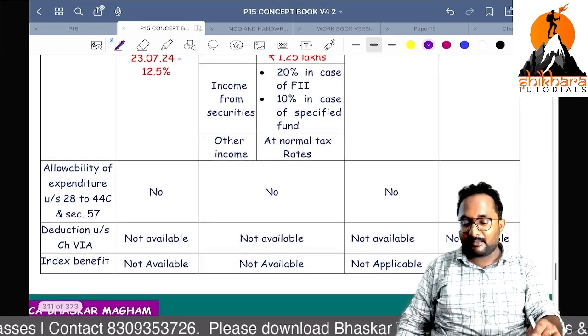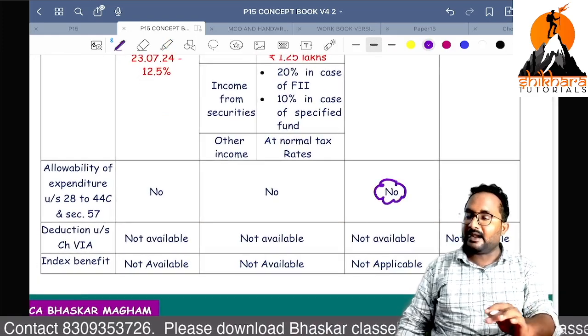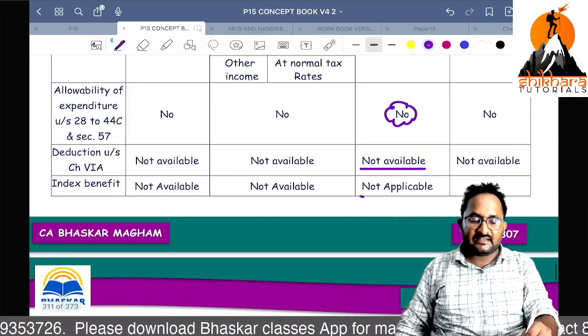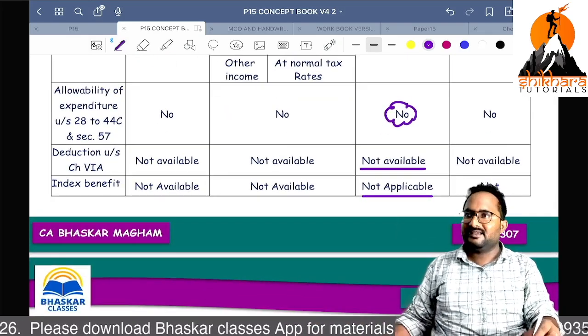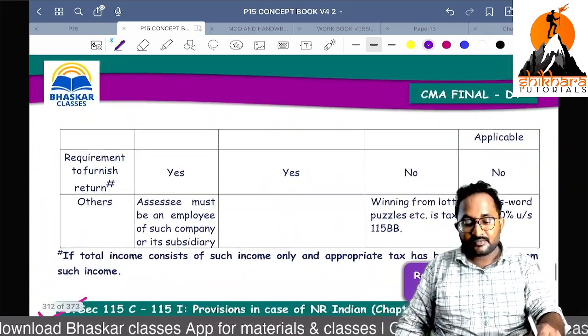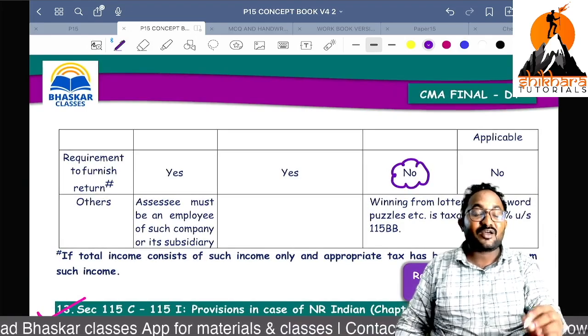Now remember, ma, sir, is there any deduction we can provide? No. We can't provide any Chapter 6A deductions also. Indexation benefit also is not applicable. Why? Here we are not calculating capital gain. No need to think about the indexation. Remember, return of income is not required to be filed.